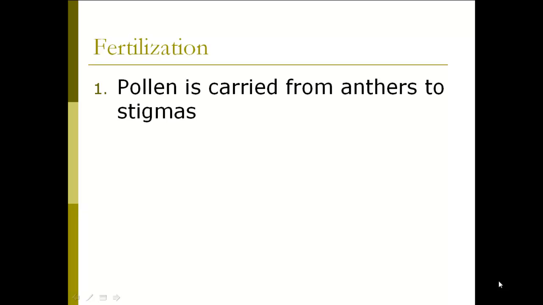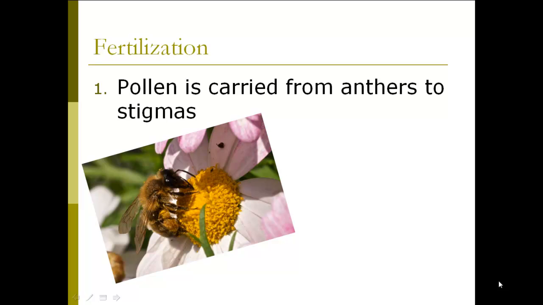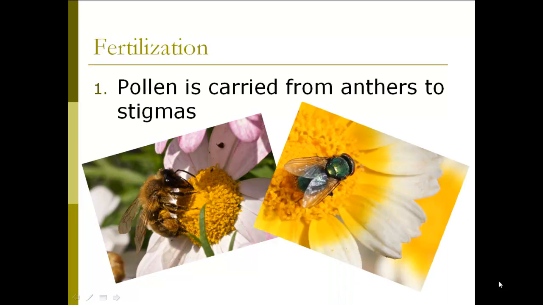Flowering plants are the largest and most diverse group of plants. Let's remember that flowers are the structures for sexual reproduction. Fertilization begins when pollen is carried from anthers to stigmas. This is typically done by bees for the more fragrant, brightly colored flowers, and by flies and other insects for the duller flowers that have a less appealing odor. The wind is also another means of fertilization.